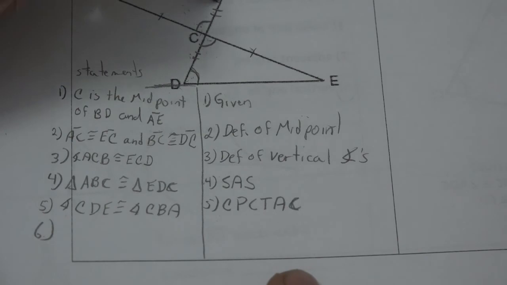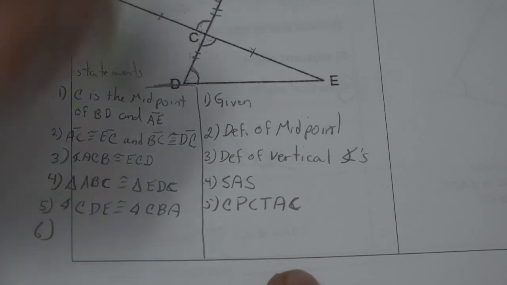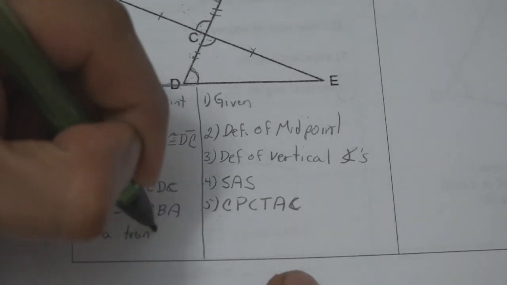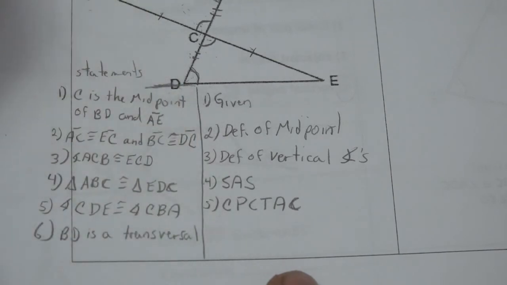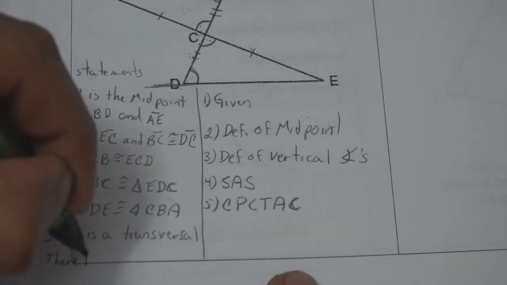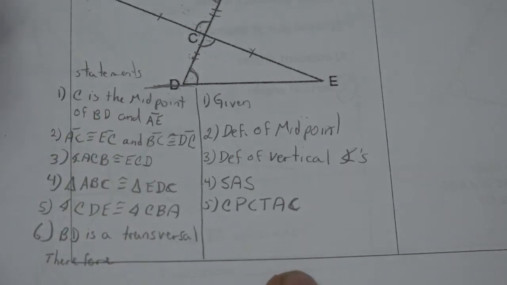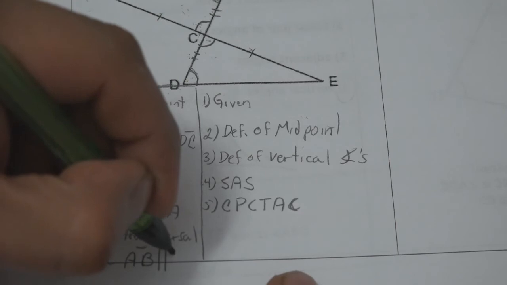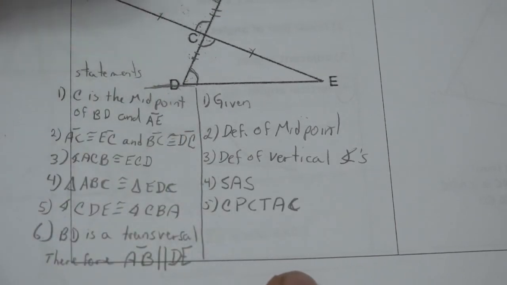So we already know that these two angles are congruent. And notice this line right here acts as a transversal. So we can say that BD is a transversal. Therefore, AB is parallel to DE. But how?